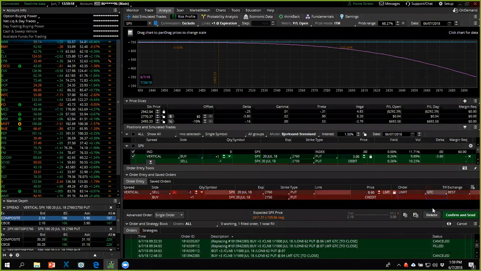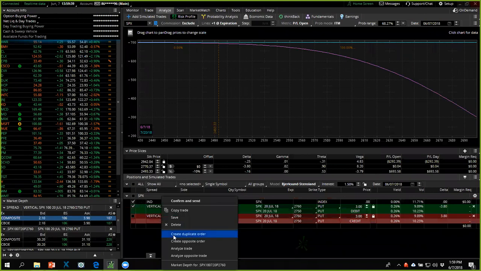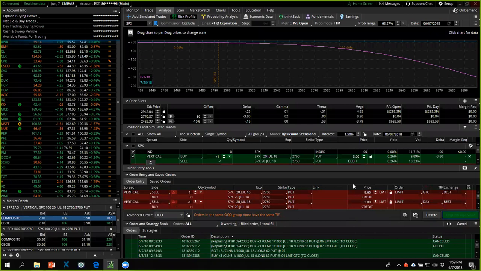Be sure you change it to a good till canceled order, and then before you submit this, come to this little box right here, and change it to one cancels the other. Okay. Now for that to work, you need to create a second order, and I'll just say create duplicate order. Because I had not submitted the first one, it has now added this order in, and since I said one cancels the other, whenever one of these executes, the other one will automatically be canceled by the computer.